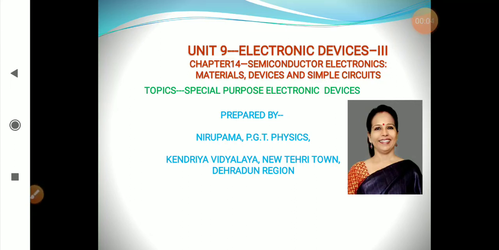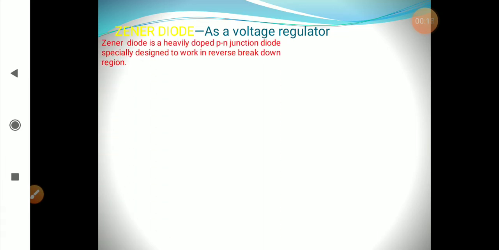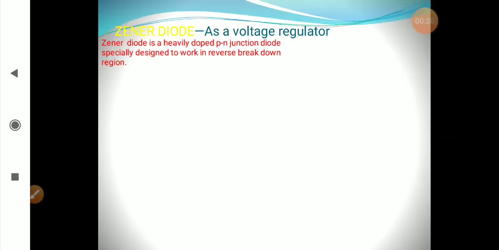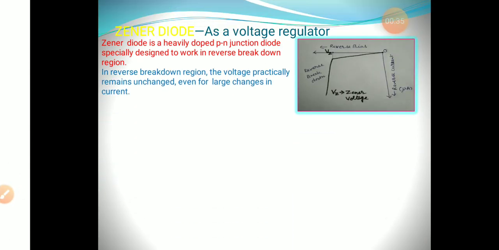Dear students, in this video on electronic devices, we are going to study some special purpose electronic devices. So, let us begin with Zener diode, which is used as a voltage regulator. Now, Zener diode is a heavily doped PN junction diode specially designed to work in reverse breakdown region. In reverse breakdown region, the voltage practically remains unchanged even for large changes in current.